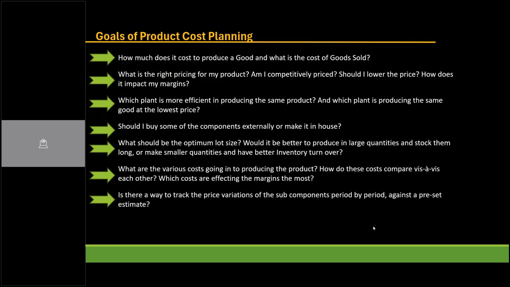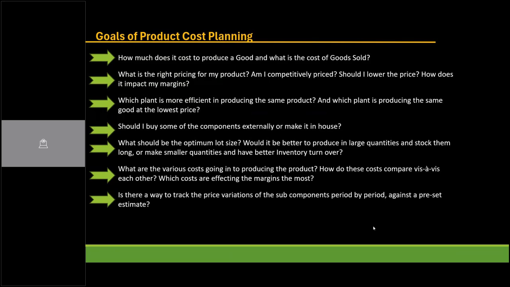So product costing will help you understand what is the cost of producing the same product, finished good or semi-finished good, in plant A versus plant B. It also helps you understand should you buy some of those components externally or make it in-house. Do you remember the split valuation? So if you buy some of the semi-finished goods externally, how does it impact? If you make it in-house, is it better? Second, what should be the optimum lot size? Would it be better to produce in large quantities and stock them, or make small quantities and have better inventory turnover?